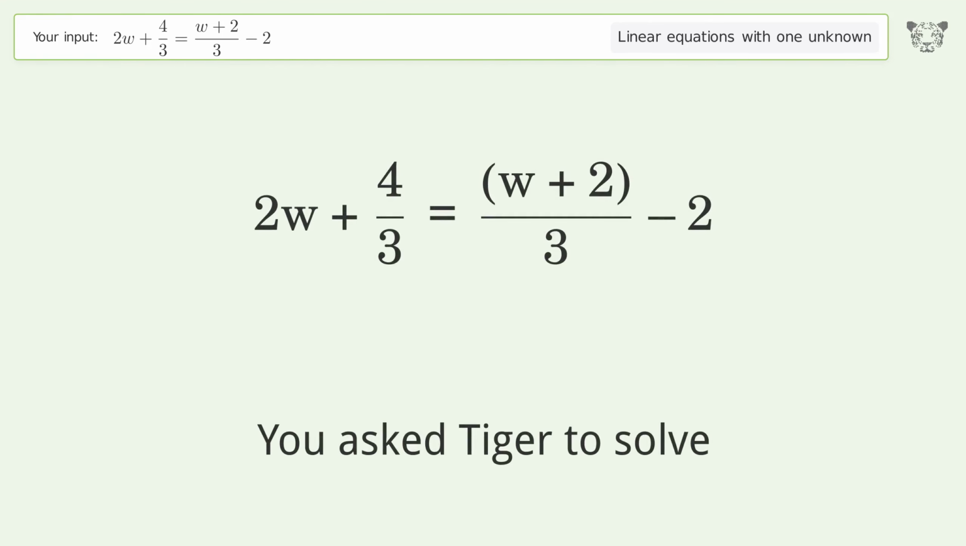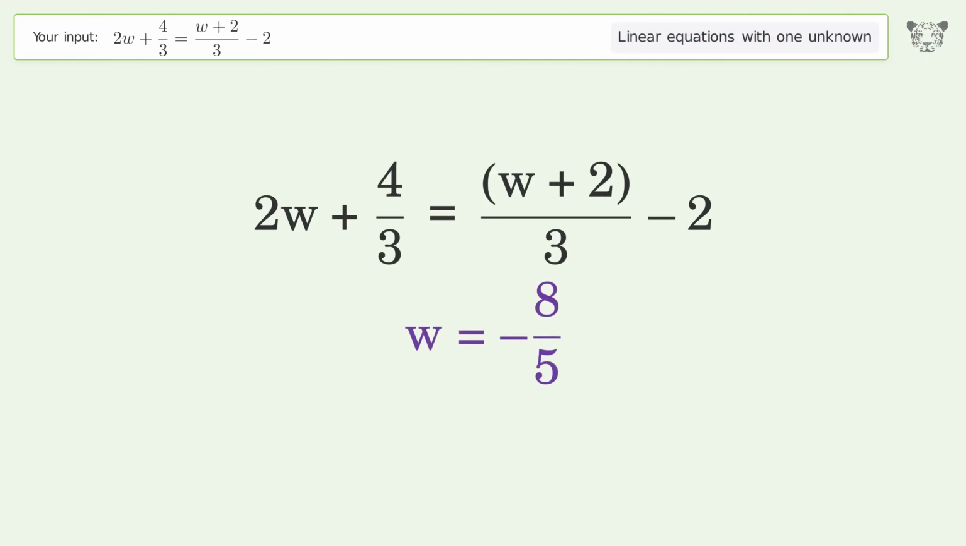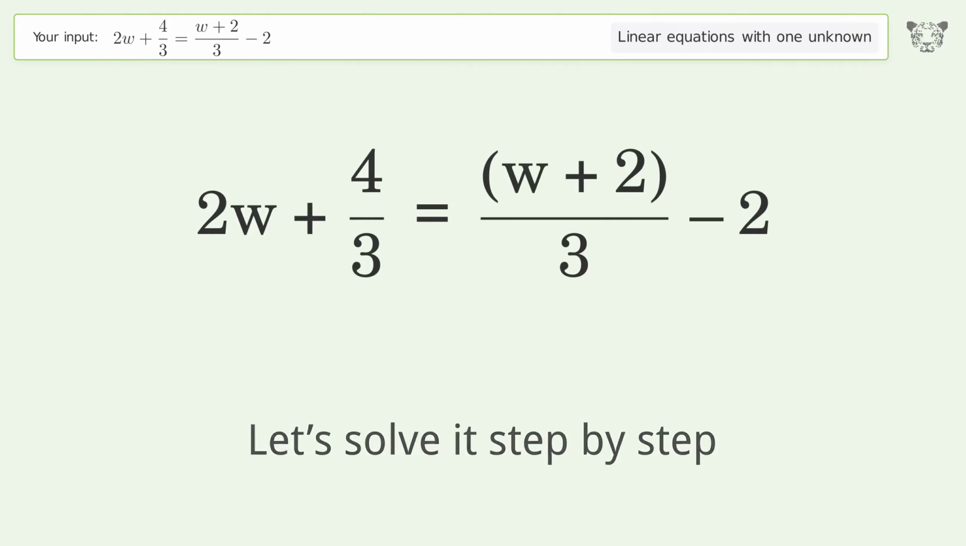You ask Tiger to solve this. This deals with linear equations with one unknown. The final result is w equals -8/5. Let's solve it step by step.